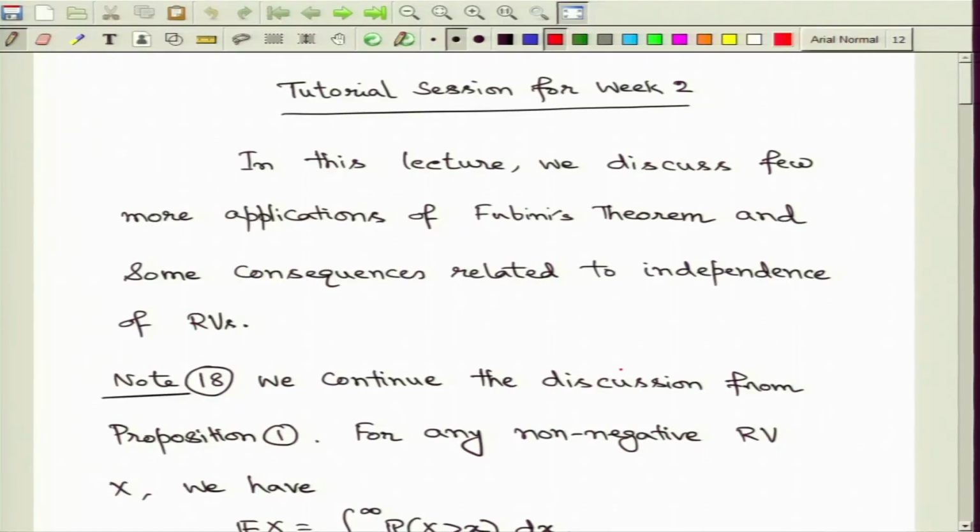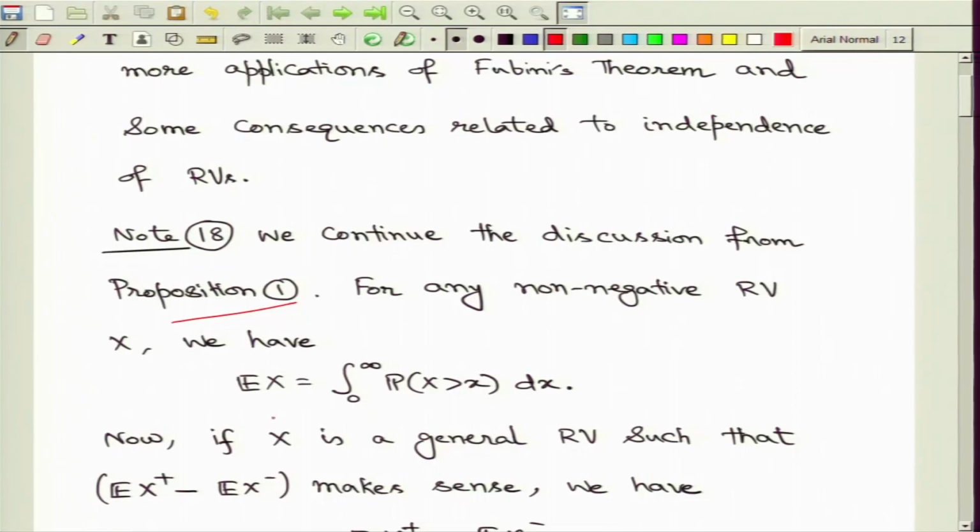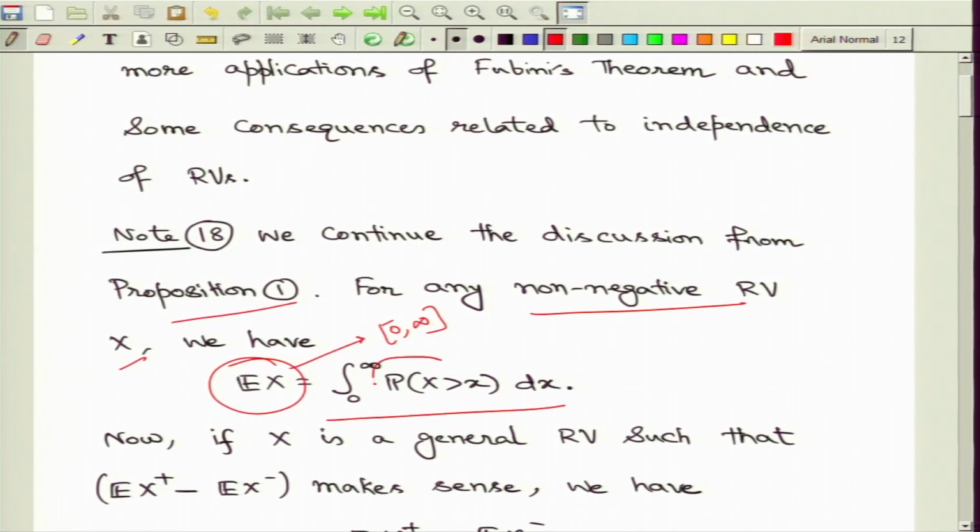We start with the discussion on proposition 1. Just to recall, what we have seen there earlier was that for any non-negative random variable X, the expected value, which always exists in the sense that this quantity takes a value between 0 and infinity, infinity included as a possible value, can be represented in terms of the integration over the tail probability. This kind of formula we had shown as an application of Fubini's theorem.